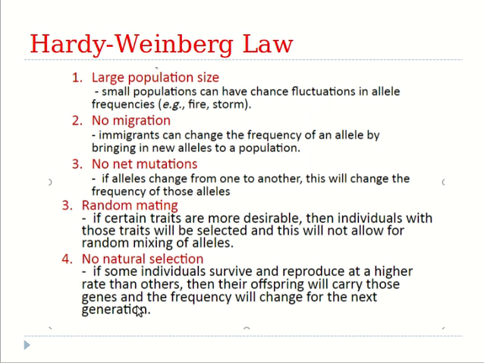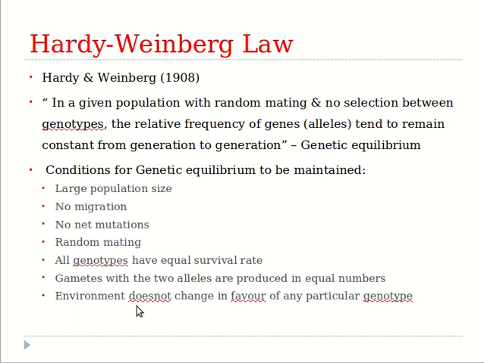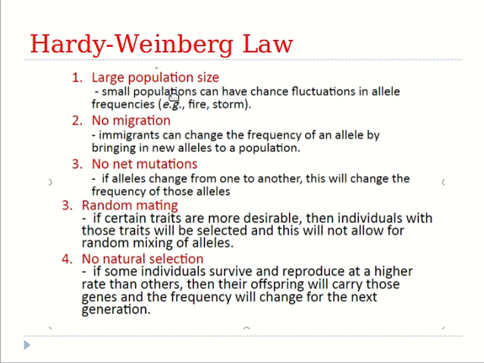When we speak about the conditions for genetic equilibrium, you can see that small populations can have chance fluctuations in allele frequency. For example, a fire or a storm can bring about change in the genetic frequency, and this can actually disturb the gene frequency in a particular smaller population. So this does not reflect on larger populations. Then migration: immigrants can change the frequency of an allele by bringing in new alleles to a population, or it could even shift the gene frequency in a particular direction, right.